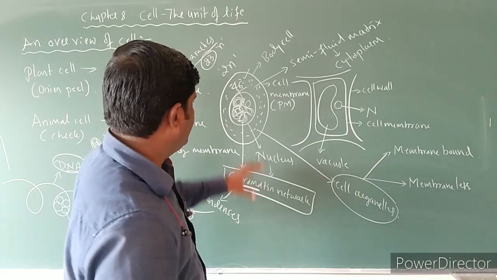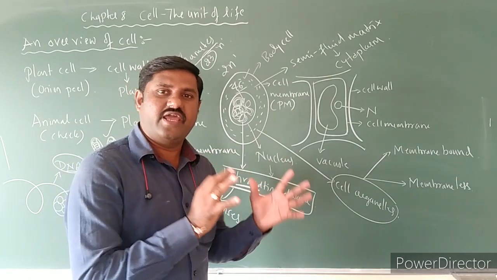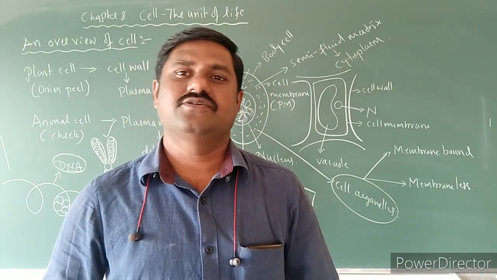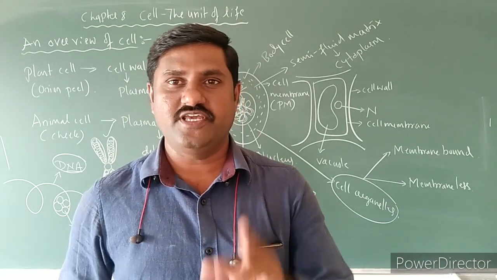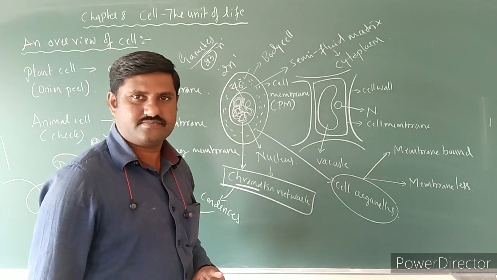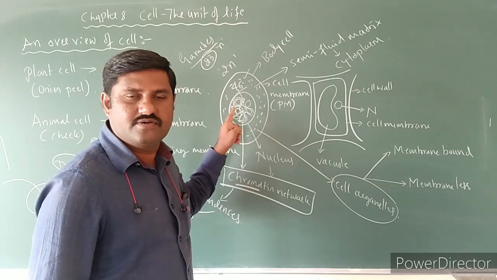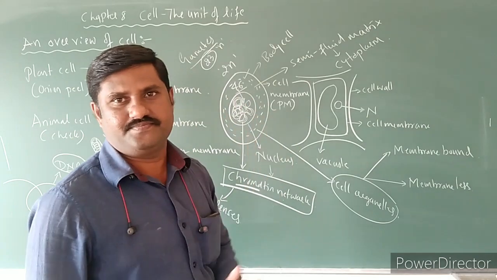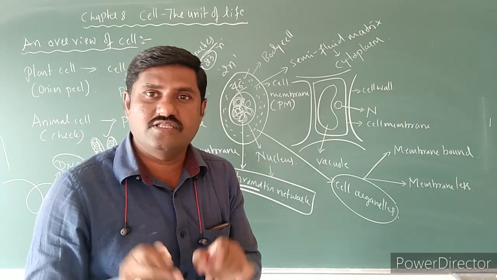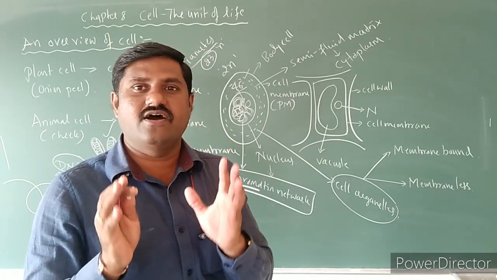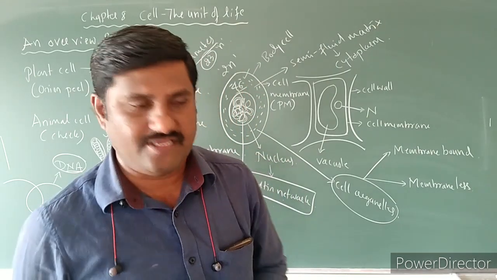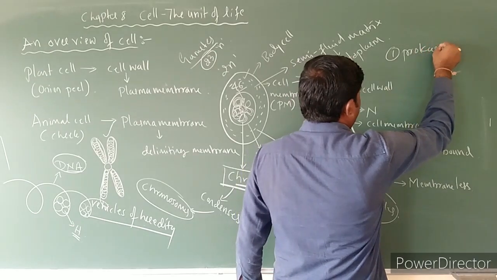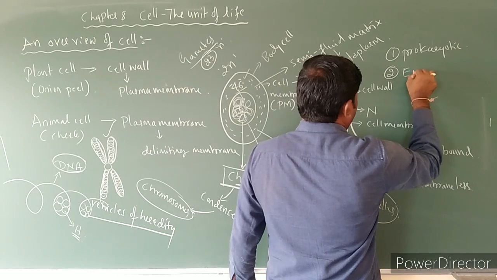Based on that, the cells are of two types, right? Based on whether the membrane bound cell organelle is present inside the cell, or on the absence of these membrane bound cell organelles, there are two types of cells that we come across, especially for one cell organelle, that is the nucleus. If the nucleus has a definite boundary, that is a membrane around the nucleus, a nuclear membrane, then this kind of cell is called a eukaryotic cell. If there is no definite boundary or membrane around the nucleus, that kind of cell is called a prokaryotic cell. Based on this membrane, there are two types of cells. One is prokaryotic, and the second one is eukaryotic.